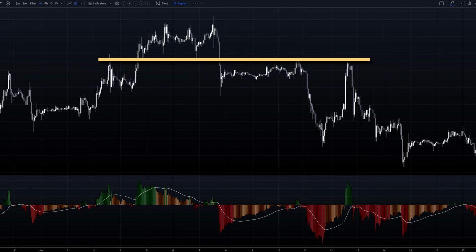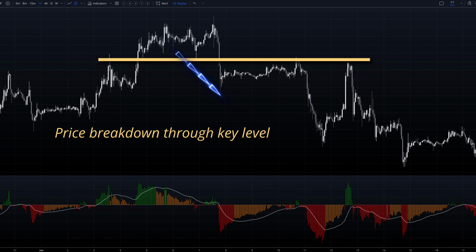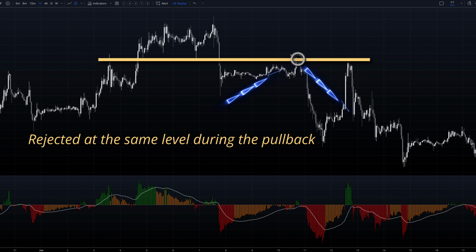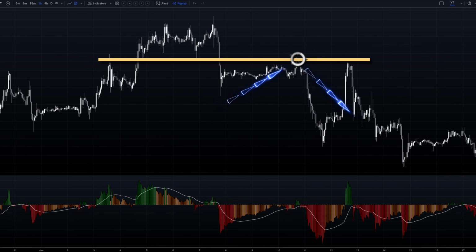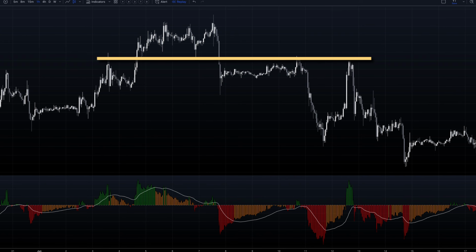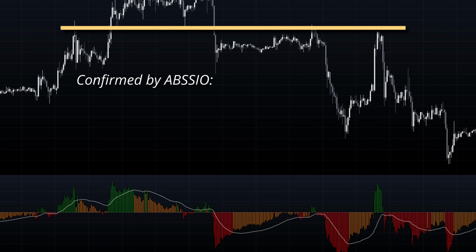We have a clear reversal pattern unfolding. The price initially broke down through a key level. During the subsequent pullback, the price showed weakness by failing to push back above this same level, a classic resistance test. The indicator provided several confirming signals during this sequence.